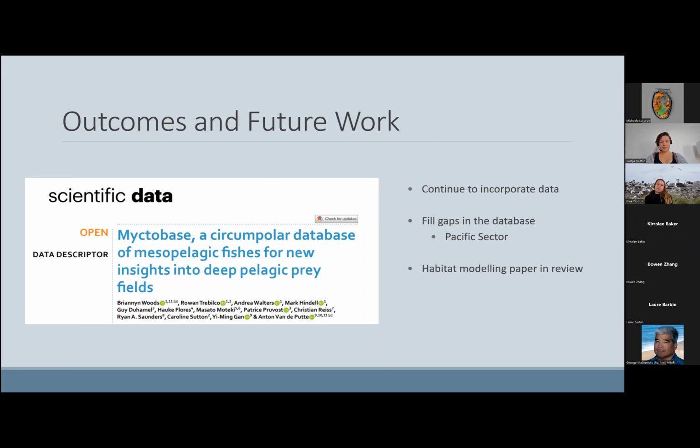And we really welcome further data input to the database. As you saw, we had a massive gap in that Pacific region. And we hope that the database will continue to grow and become the platform for maintaining this type of data. And the other outcome from this work is we currently have a habitat modelling paper in review with Frontiers. So I would be excited to share some of the findings from that at a future seminar.